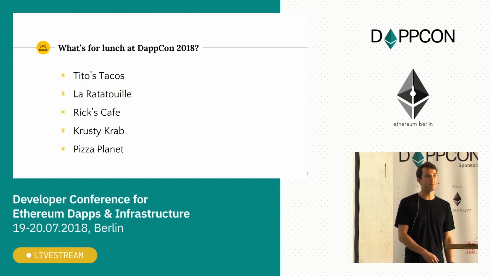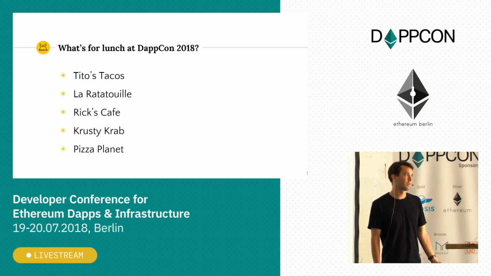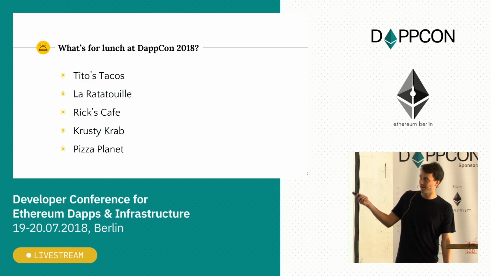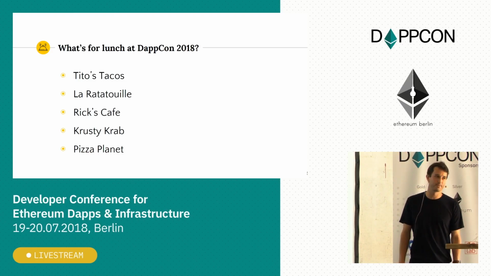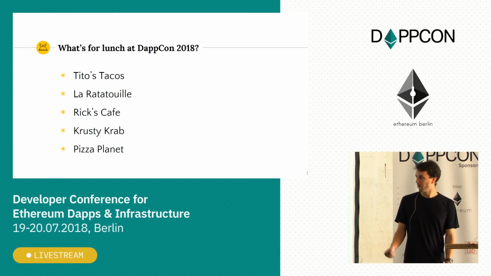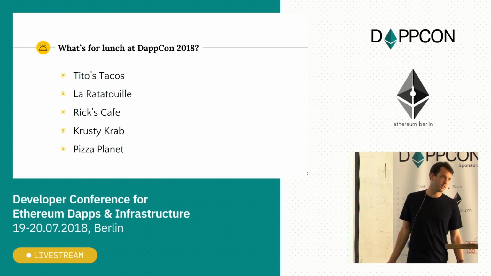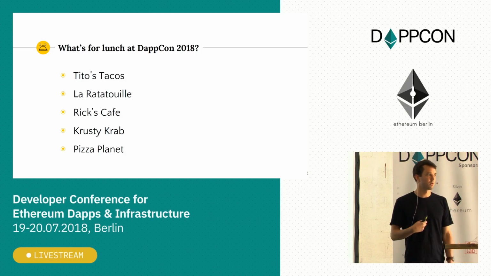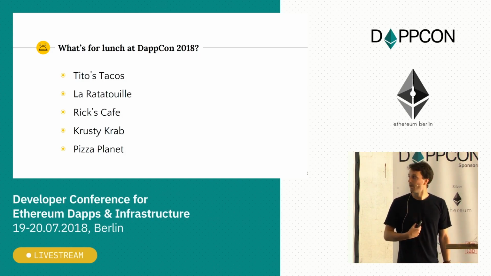So we have people here from all over the world today, and we might not all know what the best choices are for lunch in Berlin. So we have Tito's Tacos, La Ratatouille, Rick's Cafe, Krusty Krab, and Pizza Planet. So if I were to choose an option, I don't know what the good option is. I might just choose randomly. I might just go with what my gut feeling is, or I might just not participate at all.